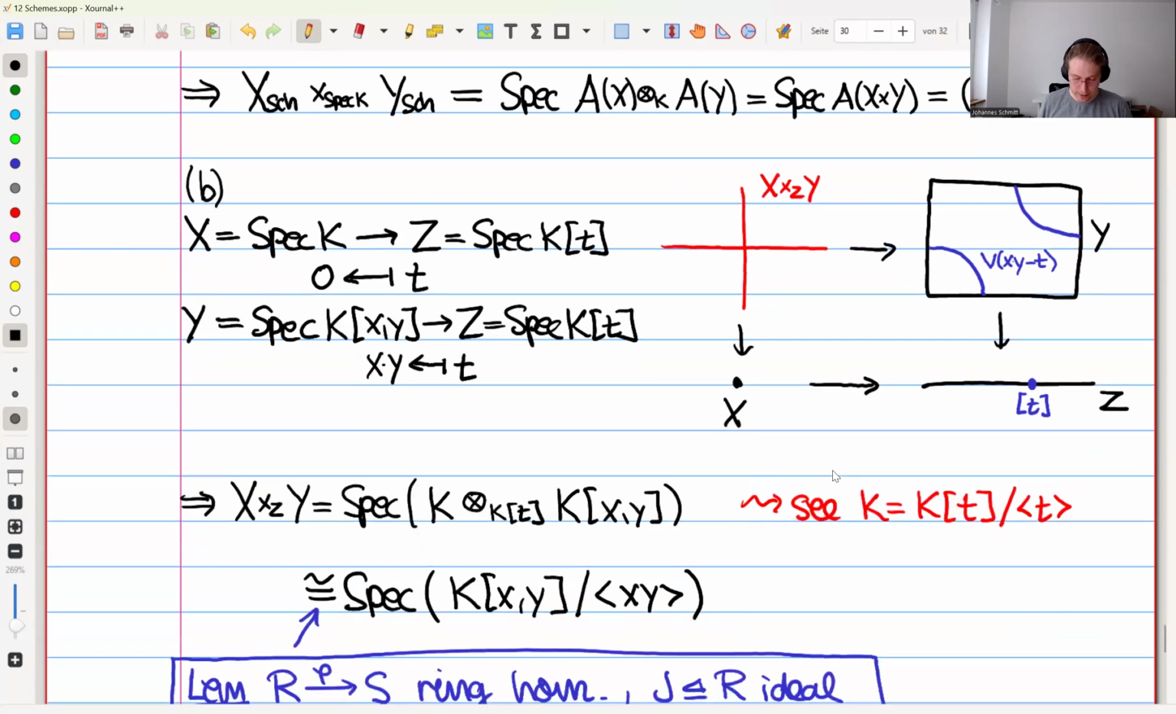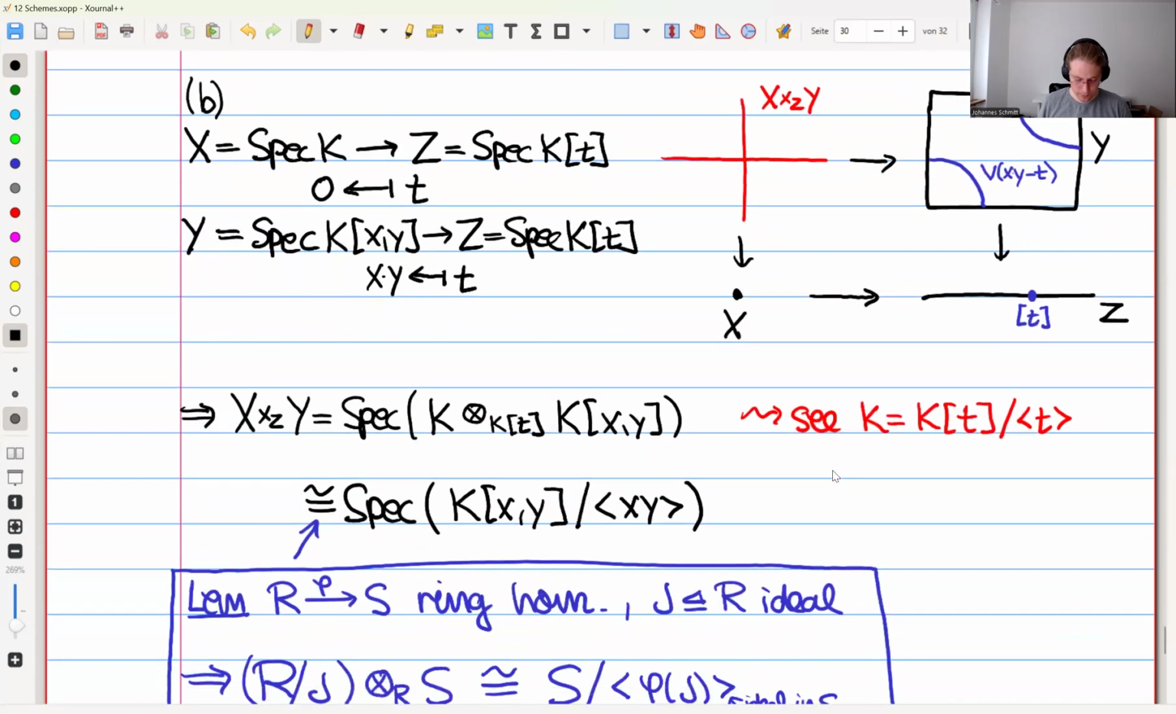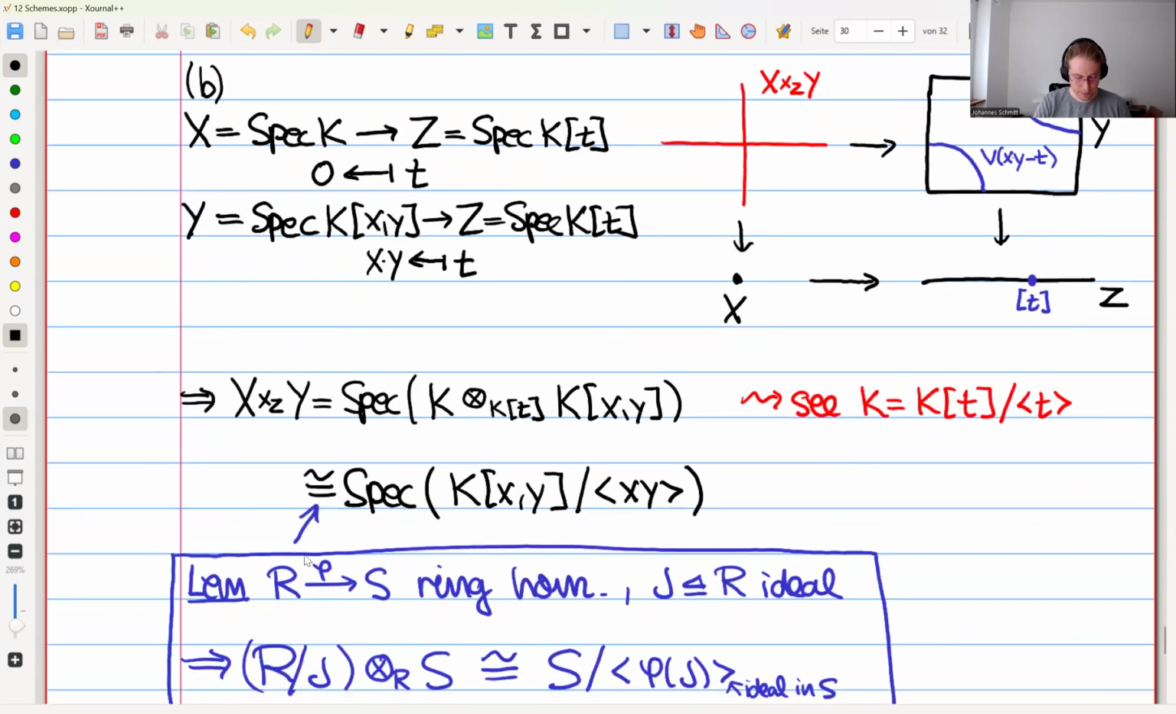So let's see this on the level of rings. By definition, X cross Z over Y is, well, you just take the tensor product. So here you have k, k of t and k of xy, and they form this tensor product. And then now, how to calculate this tensor product?